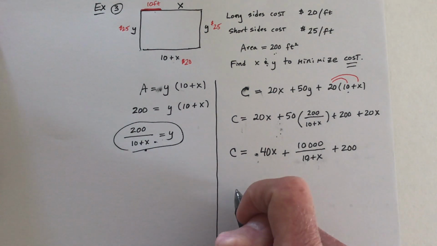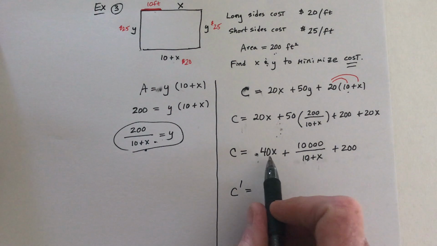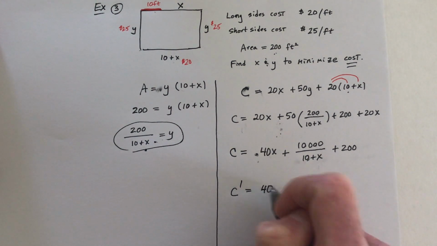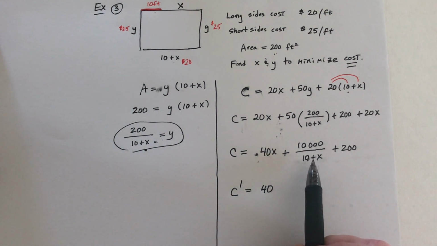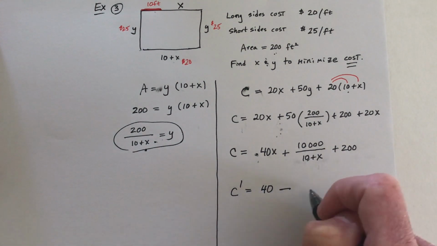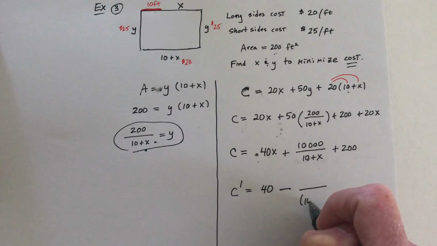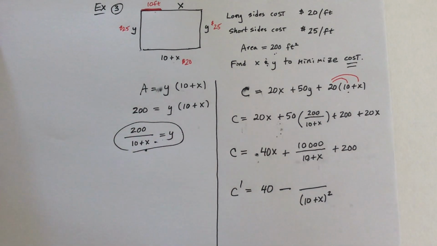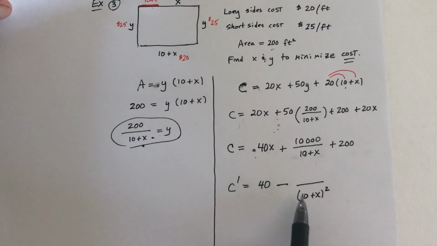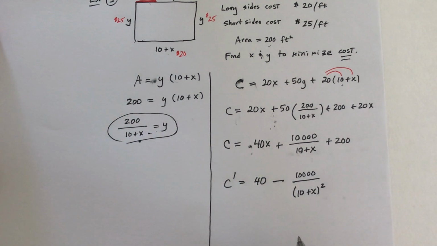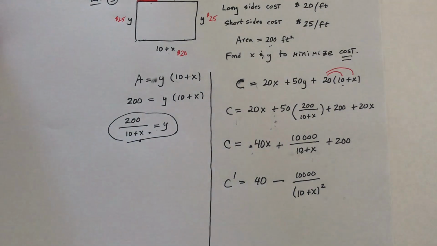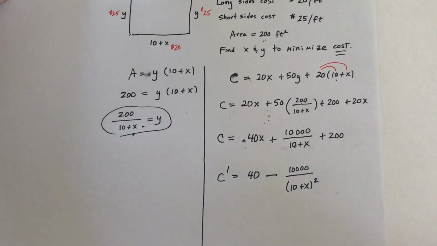So take the derivative. So derivative of 40x is just 40. And now when you take the derivative of this function, this is basically like 1 over x. And the derivative of 1 over x is negative 1 over x squared. Since this isn't just an x, it's a 10 plus x, it still follows the same rule, so it gets squared. And the 10,000 that's on top just stays there. Okay, now take that derivative and set it equal to 0.